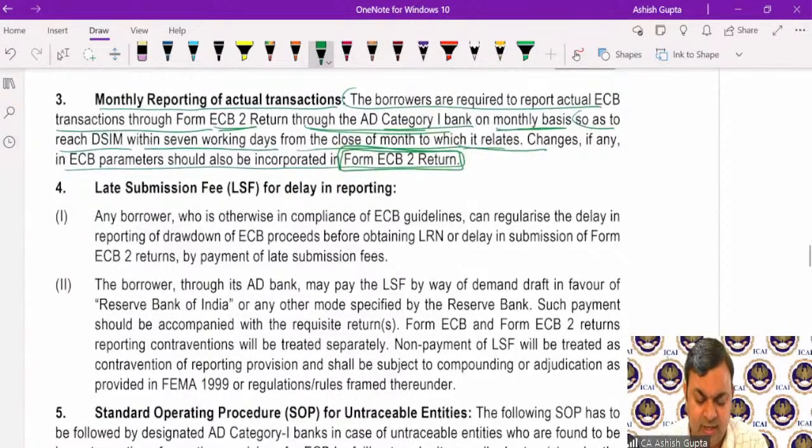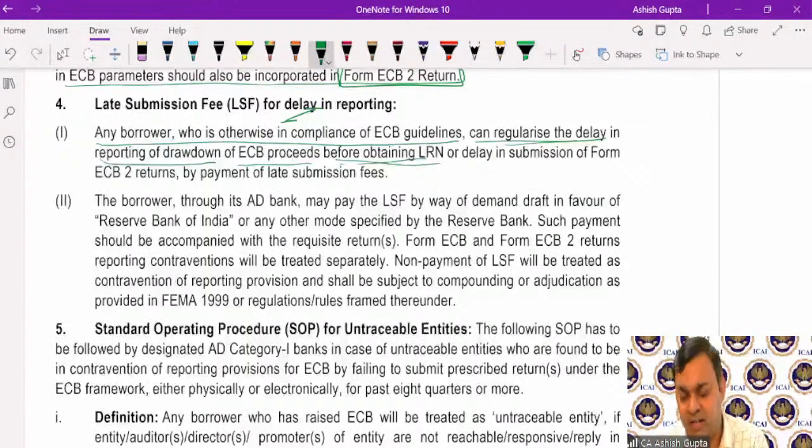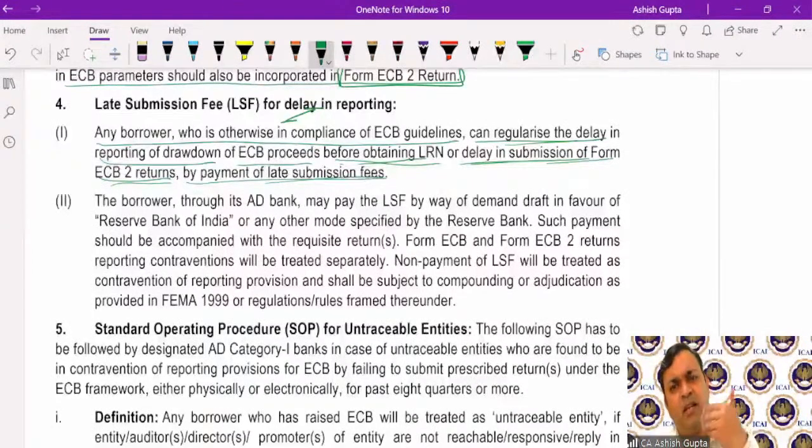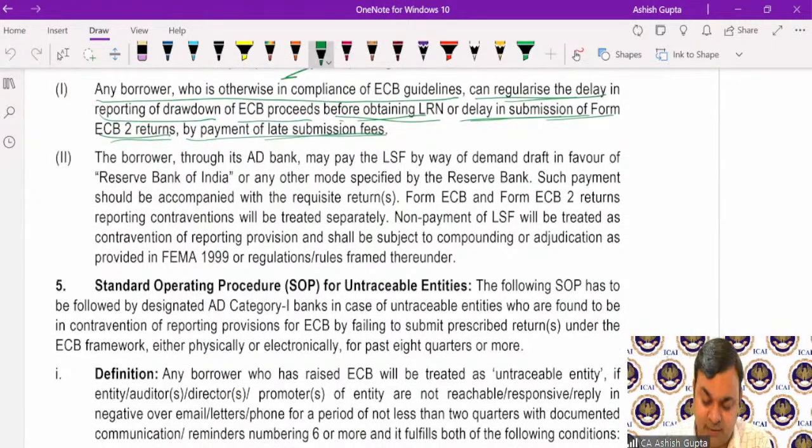Late submission fees, LSF, for delay in reporting. Any borrower who is otherwise in compliance of ECB guidelines can regularize the delay in reporting of drawdown of ECB proceeds before obtaining LRN, or delay in submission of form ECB2 return by payment of late submission fees. You need to pay the late submission fees. Accordingly, that form will be submitted. The borrower through his AD bank may pay the late submission fees, LSF, by way of demand draft in favor of RBI or any other mode specified, means by online mode also, that is permissible.